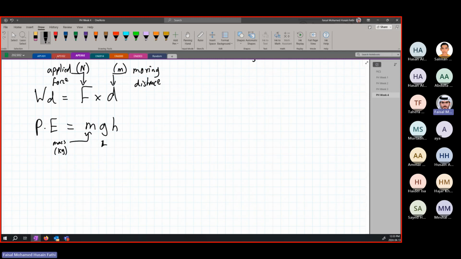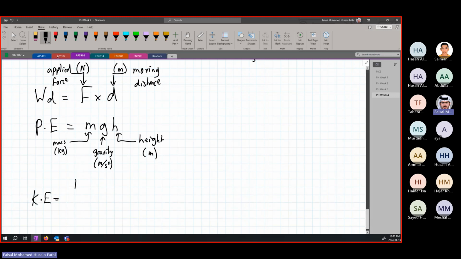G is gravity. Everyone should know this by now. This is just acceleration due to gravity, which is in meters per second squared. And this is the height, which is in meters. And now we did the kinetic energy, which is equal to half mv squared, where this is the mass again in kilograms, and this is the velocity in meters per second. So we now know the work done, the potential energy and the kinetic energy. Remember that energy and work done is the same thing.